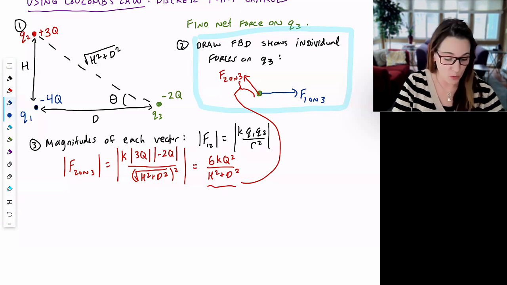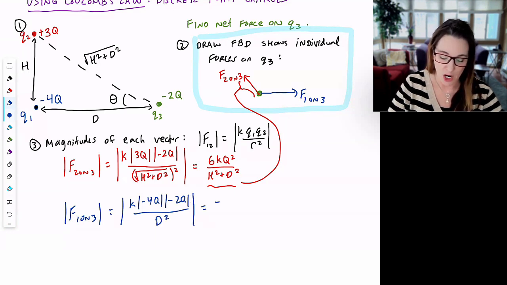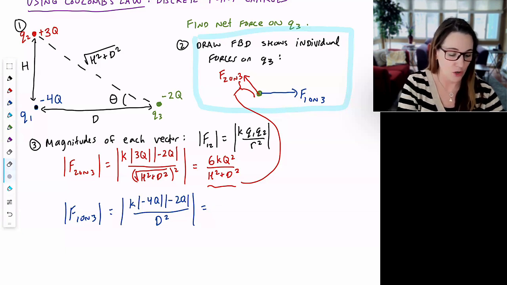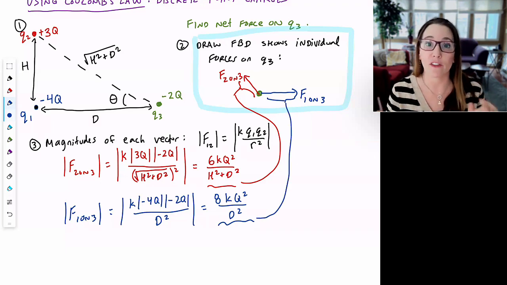For the force that 1 exerts on 3, so 1 on 3, we do a similar thing and we end up with the magnitude of K, and then it would be the absolute value of minus 4Q times the absolute value of minus 2Q, all over the distance between them squared, which is d squared. And so then that one becomes K, and then 8, I'll put the 8 first. So 8K, capital Q squared, all over d squared. And that, again, is the length of that other vector.